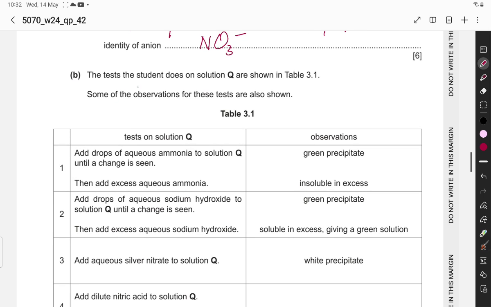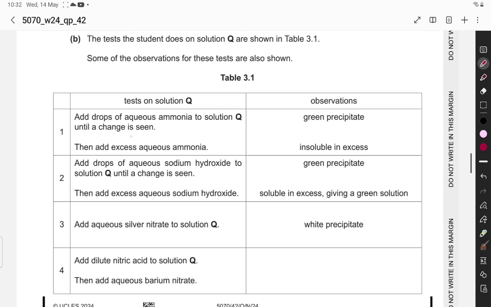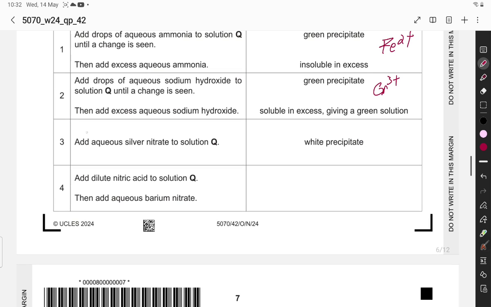The tests the student does on solution Q are shown in table 3.1. Some of the observations for these tests are also shown. Add drops of aqueous ammonia to solution Q until a change is seen. Green precipitate, then add excess ammonia, green precipitate insoluble. So this is iron 2. Add drops of aqueous sodium hydroxide to solution Q until a change is seen. Green precipitate, then add excess aqueous sodium hydroxide, soluble in excess, giving a green solution. This is chromium. The test of chromium means chromium ion is confirmed.